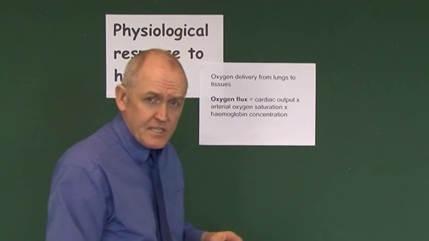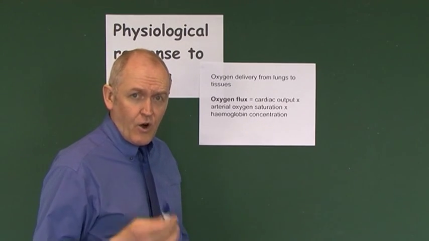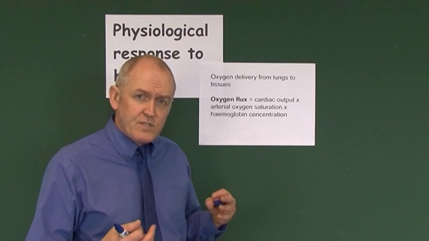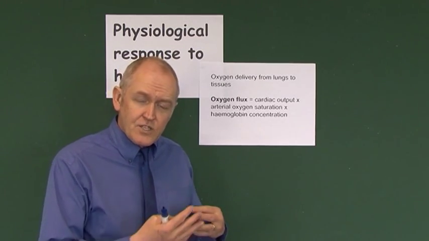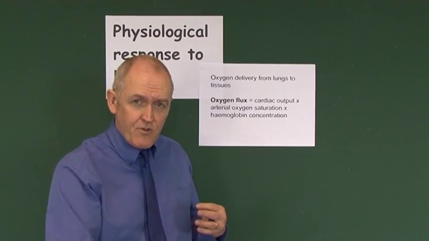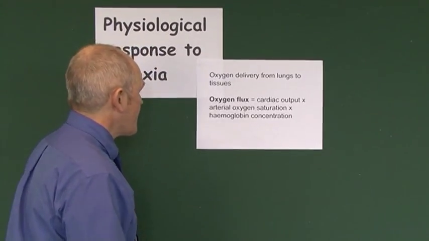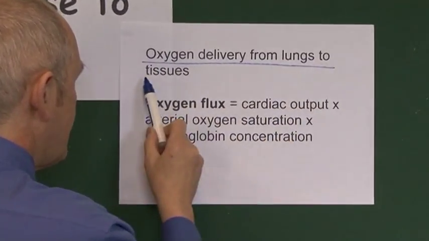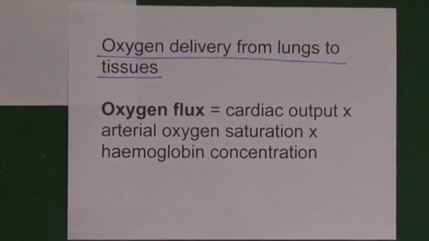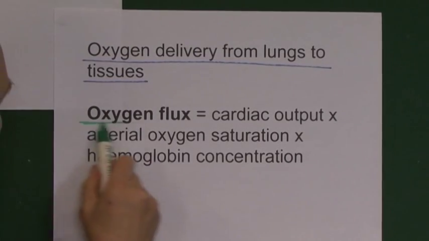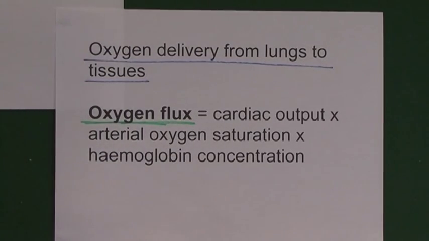And this physiology is very nicely explained in what is called the oxygen flux equation. Now, the oxygen flux is the movement of the oxygen from the lungs through to the cells of the body. Flux is just the movement. So, oxygen flux equation is oxygen delivery from the lungs to the tissues of the body. And that concept is called oxygen flux, the movement of this oxygen.